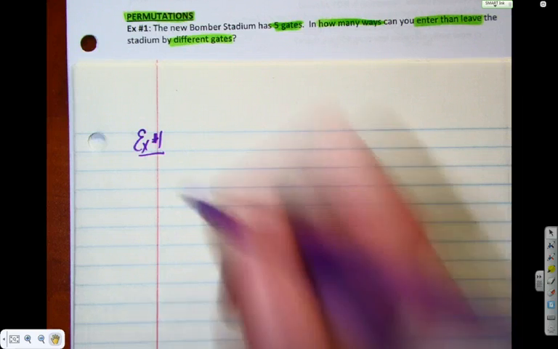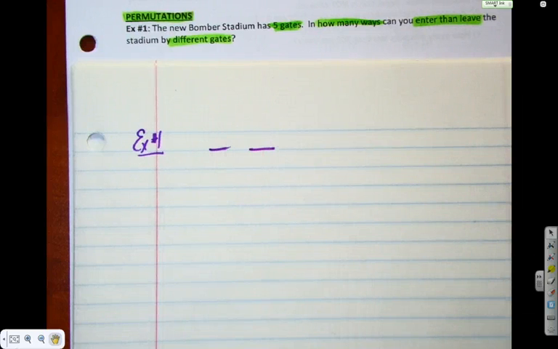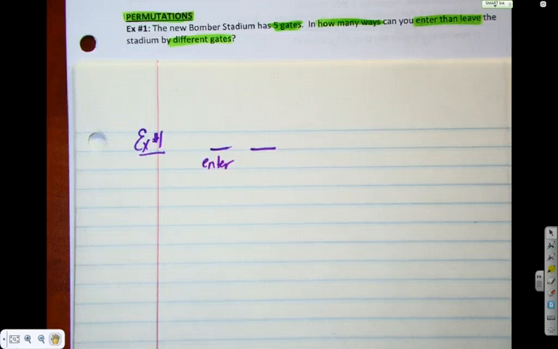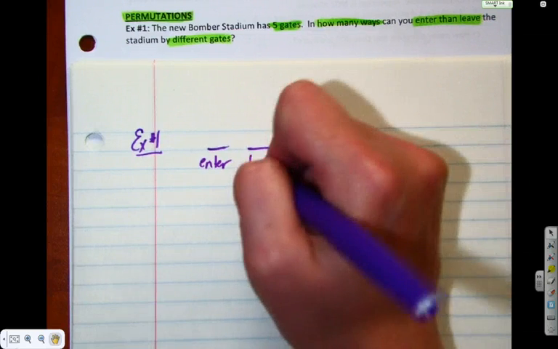Okay, fundamental counting principle. First thing is we use blanks. Blanks represent the number of choices. So for this question, I'm going to draw 2 blanks. The first blank represents the number of ways to enter the stadium. The second blank represents ways to leave or ways to exit.